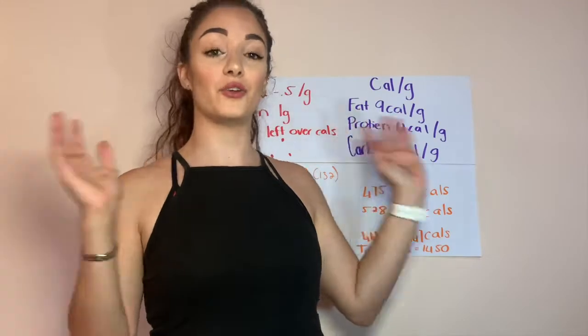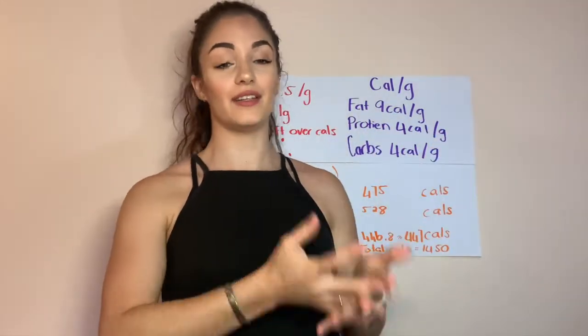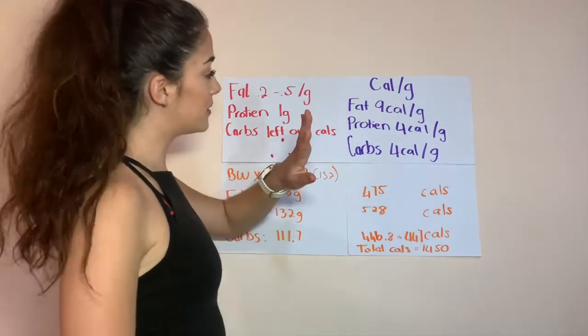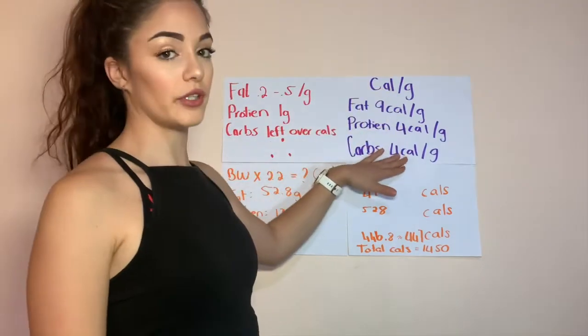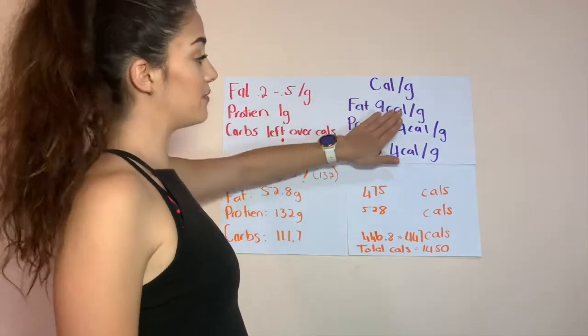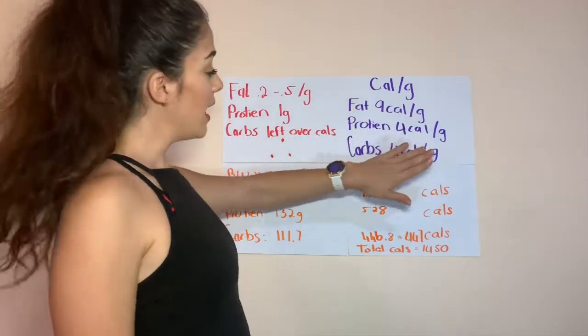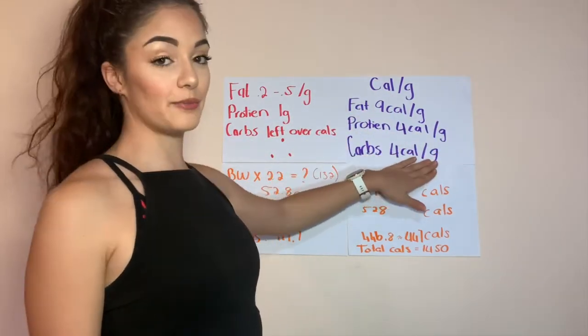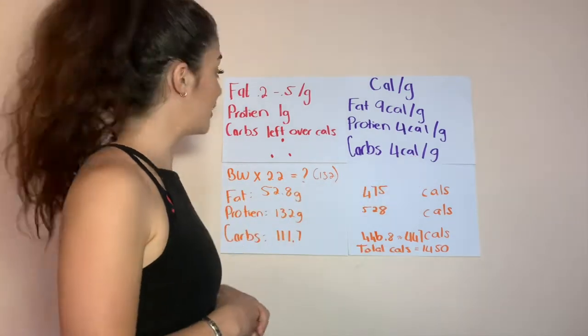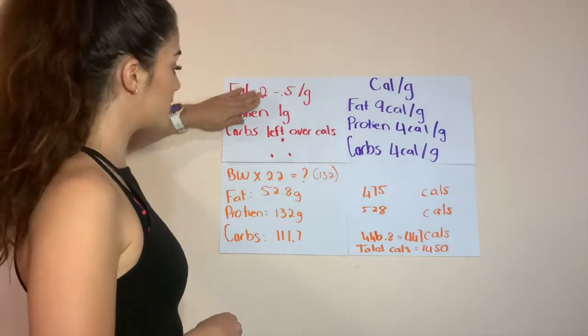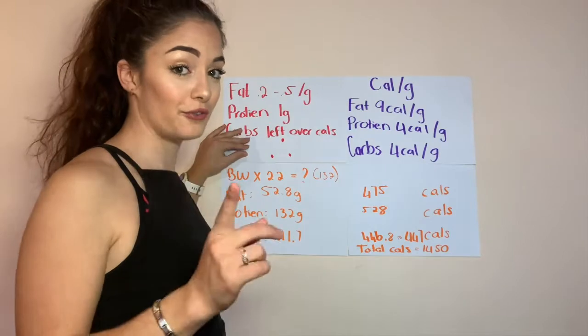Okay, and now on to macros. Just to recap, we've got now your maintenance calories, and then we've got your calories in a deficit. Now, you'll see that the calories per gram of your macros are different. So for fat, you will have 9 calories per gram of fat. For protein, you'll have 4 calories per gram, and then of carbs, you'll have 4 calories per gram as well. Now, to figure out your macros, we're going to take each macro separately and work them out specifically for you.